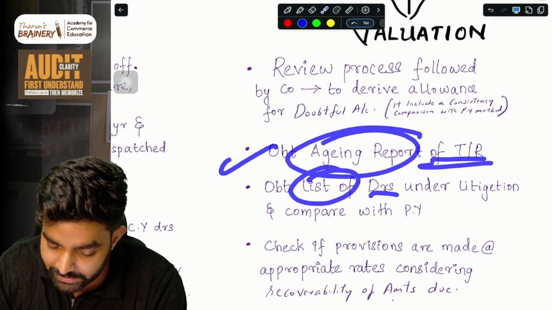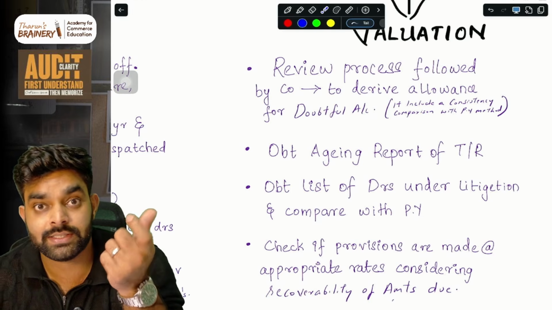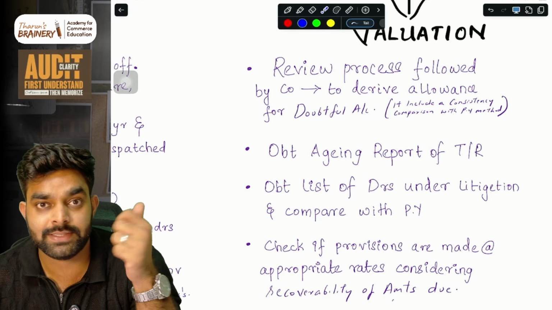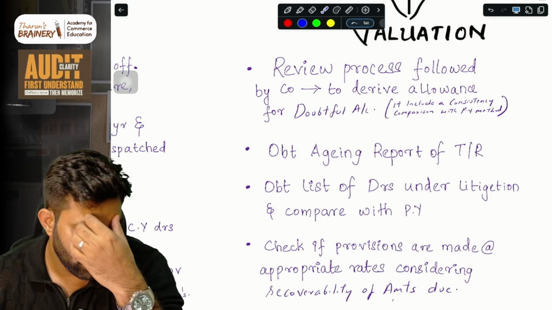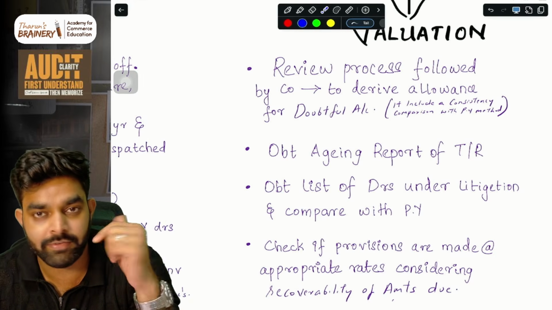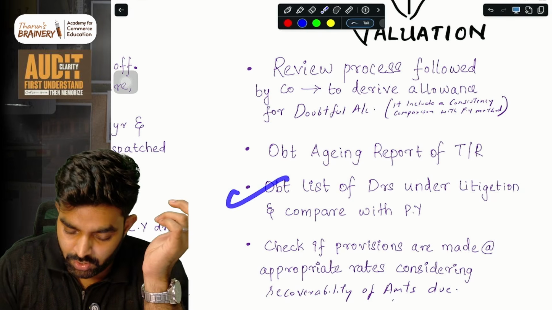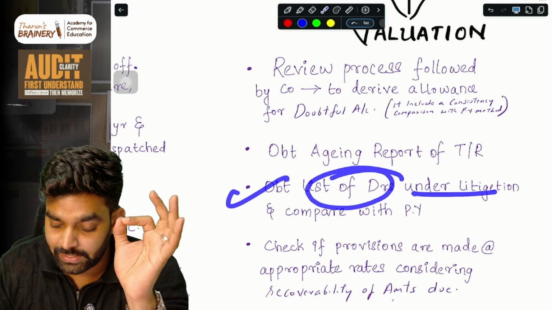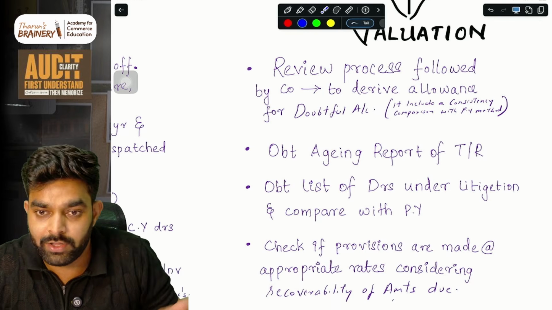Obtain the list of debtors under litigation and compare with the previous year. Some debtors will purchase from us and then file a case against us, like customer cheating, like Byju's and all. You would have seen this case. A lot of people purchased their courses and filed a case because the class is not good or some issues. So obtain the list of all the debtors who are under a case, because of which they have not paid the money.